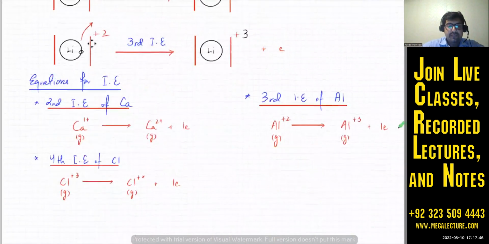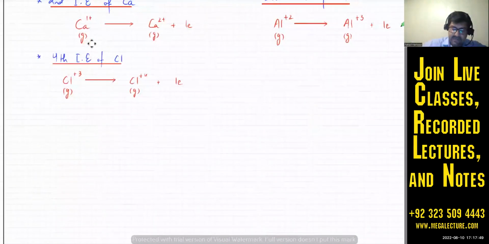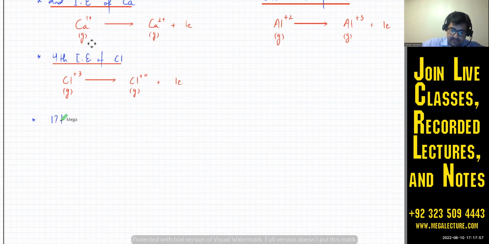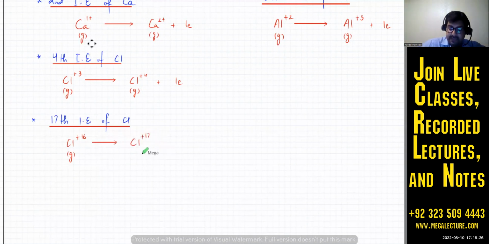So if I talk about the 17th ionization energy of Cl, what is the equation? It's going to be, from Cl, the first 16 electrons are already gone. So Cl would be +16 because it has already lost 16 electrons. And now you're trying to remove the 17th electron. So it will become Cl with a charge of +17 when it has lost 17 electrons.